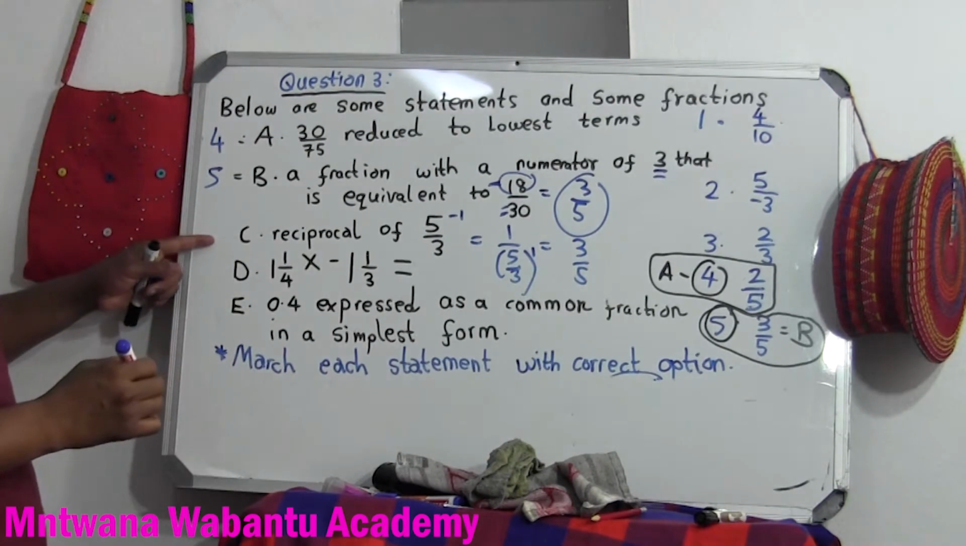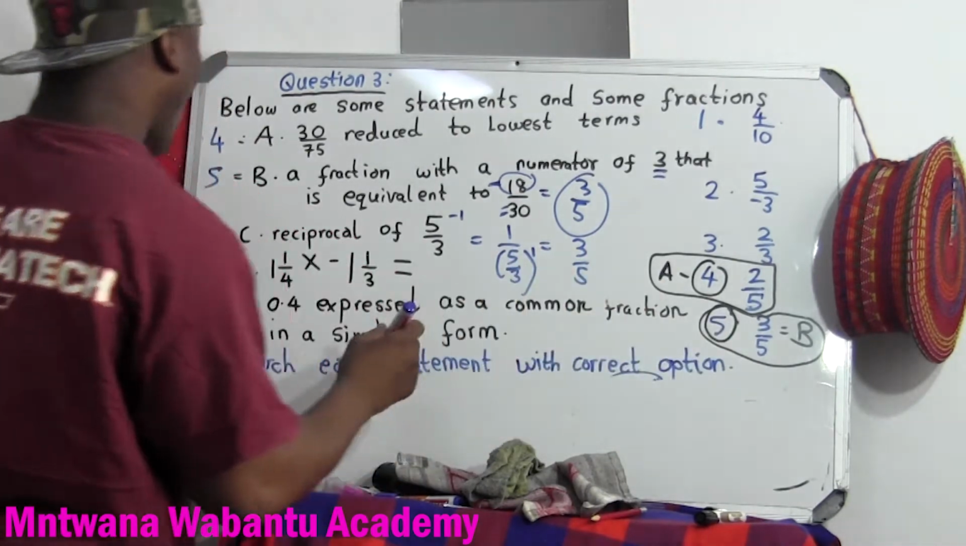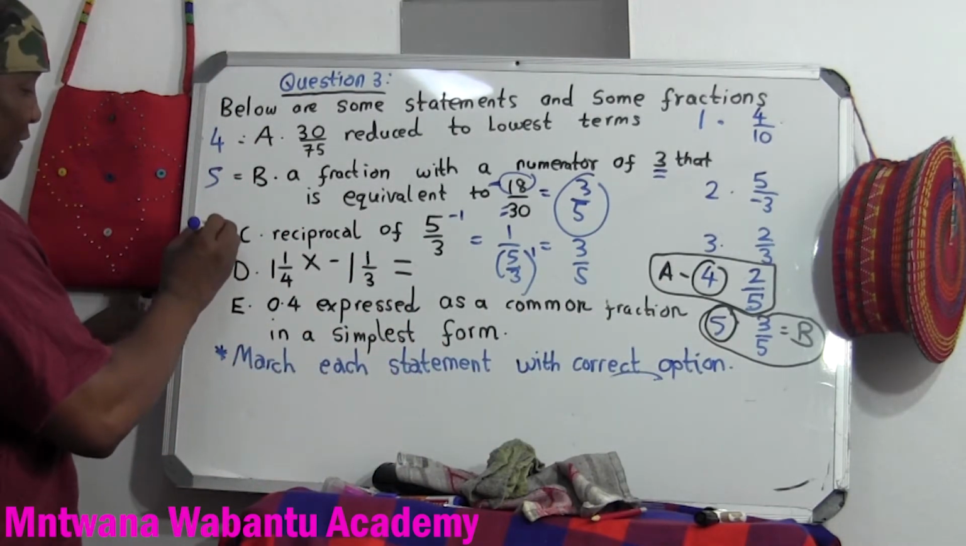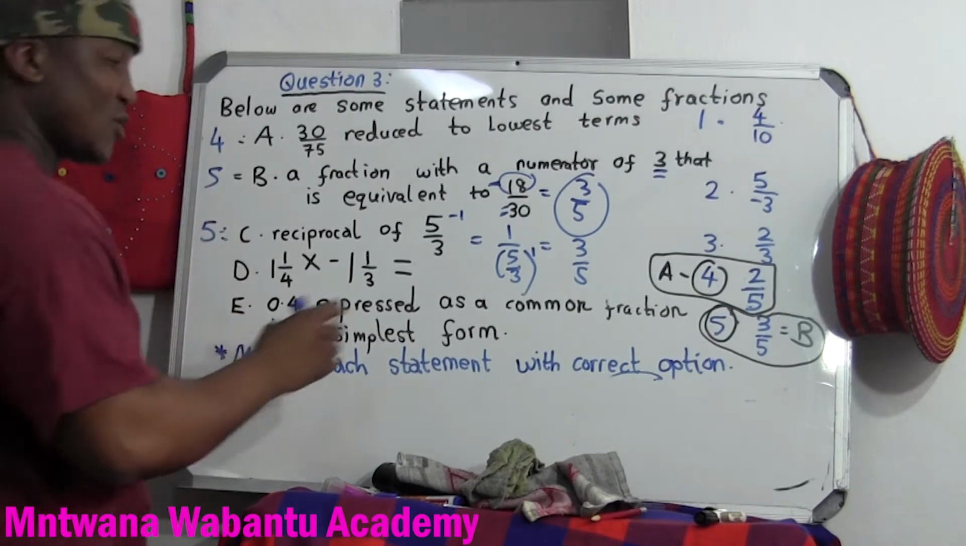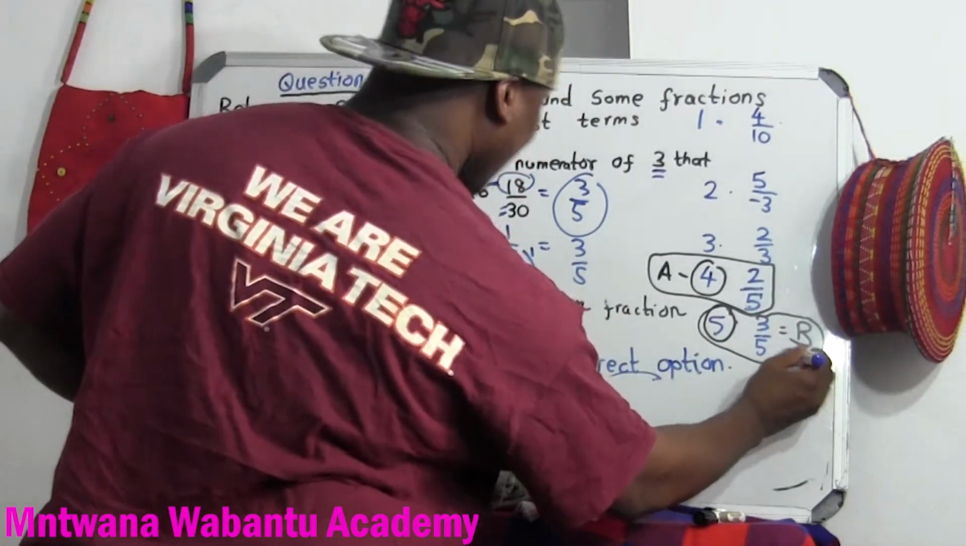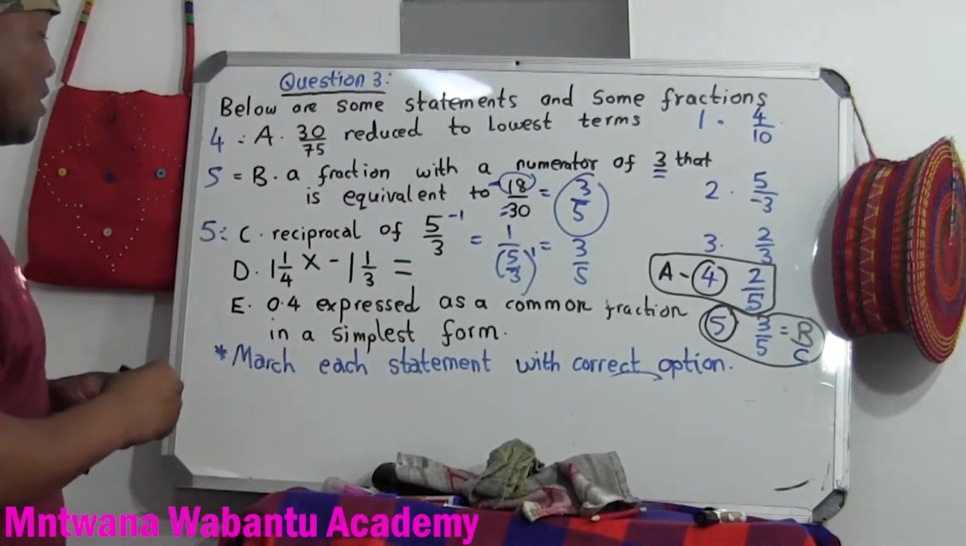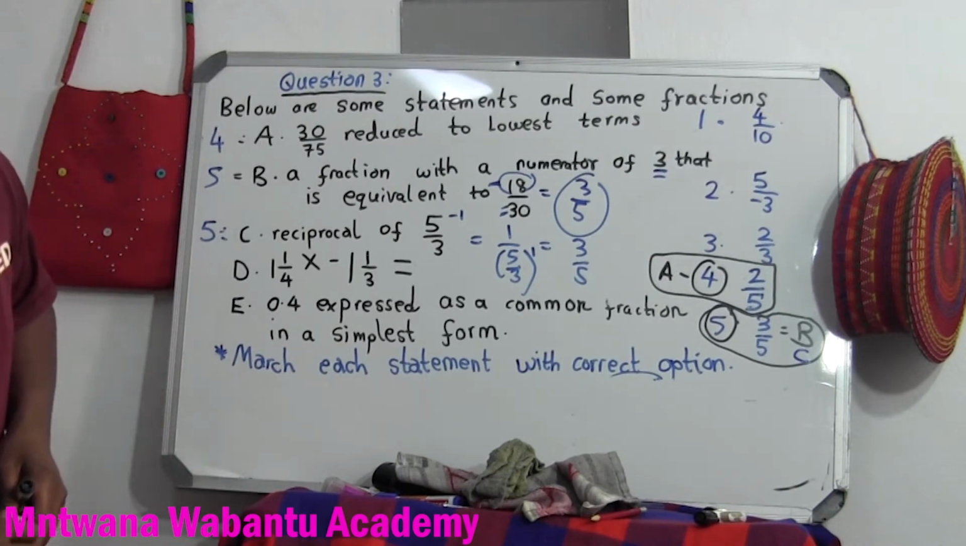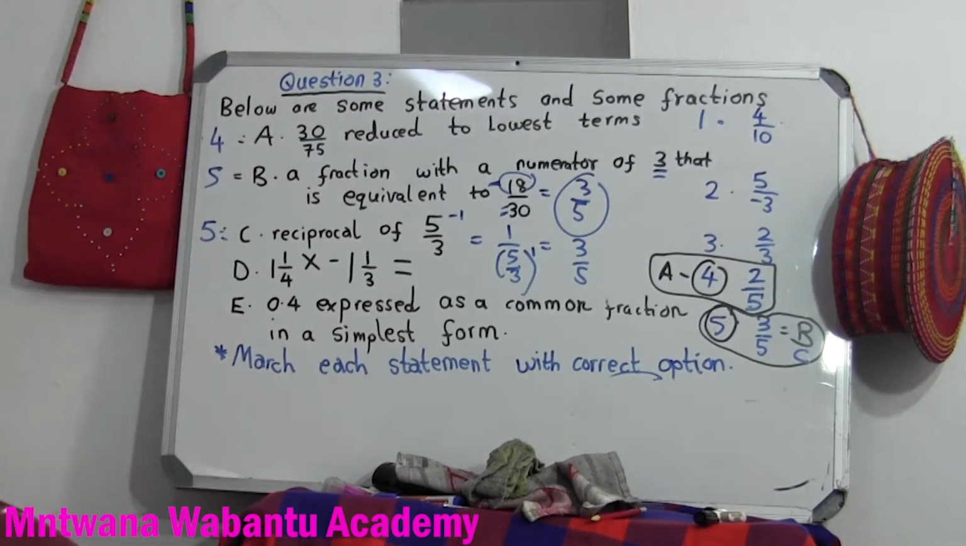So even C also is option 5. Oh, so even C is option 5. It's crazy. So C also is option 5, so it's B and C. C also option 5. You see what I'm saying? Now, let's continue now.